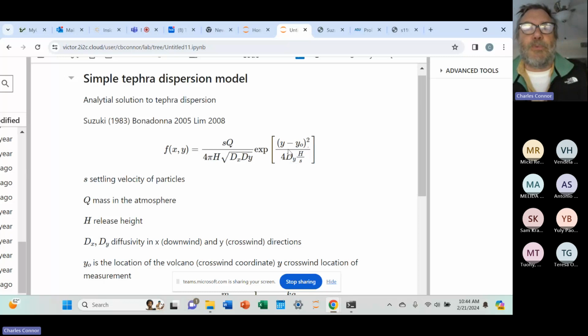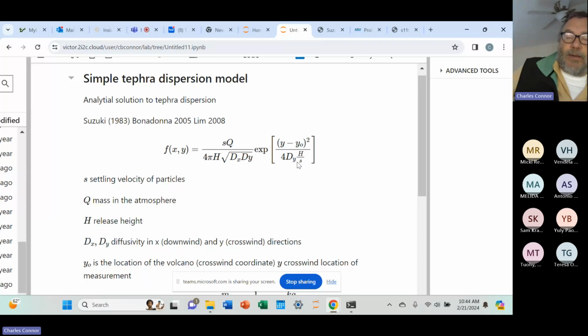And that variance really represents the diffusivity in the atmosphere, that is how turbulent the atmosphere is, or in reality, how turbulent the volcanic plume is as it advects downwind. And then it's a function of the release height, that is how high in the plume that particle is released, and inversely proportional to the settling velocity of that particle, how long it takes for that particle to hit the ground.